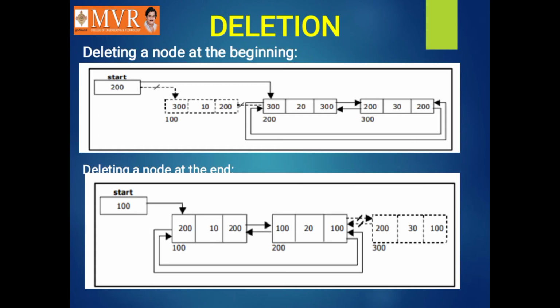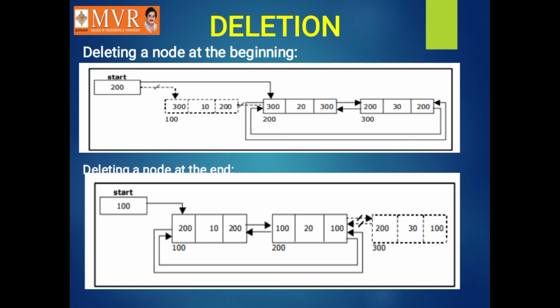Now coming to deletion of a node. Deletion operation can be done in three ways, that is deletion at the front, deletion at the end and deletion at any middle position. Deletion at the front means the node after the header node will be deleted, and after the deletion the chain will be established again without breaking the link.